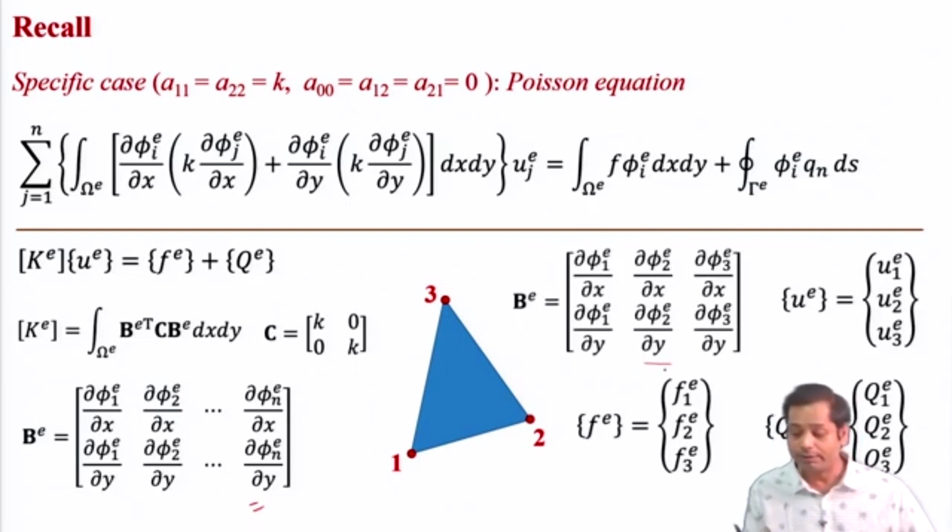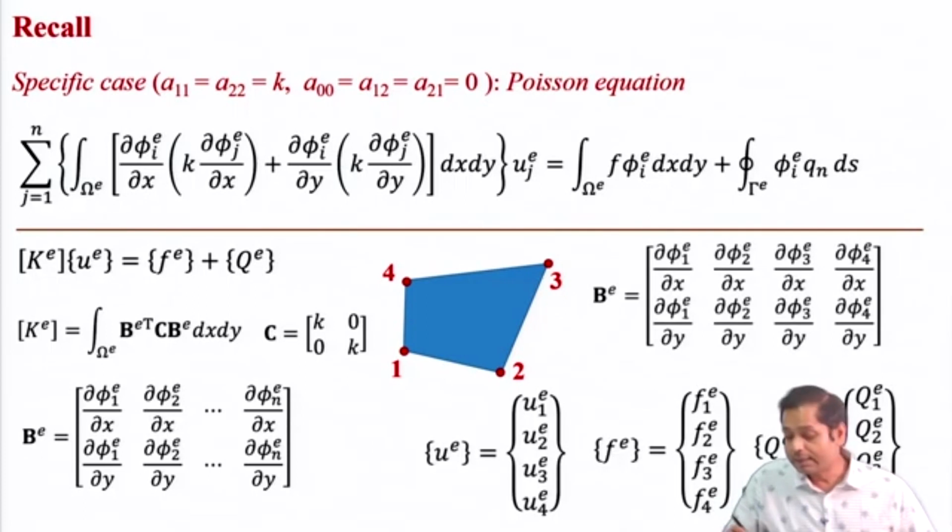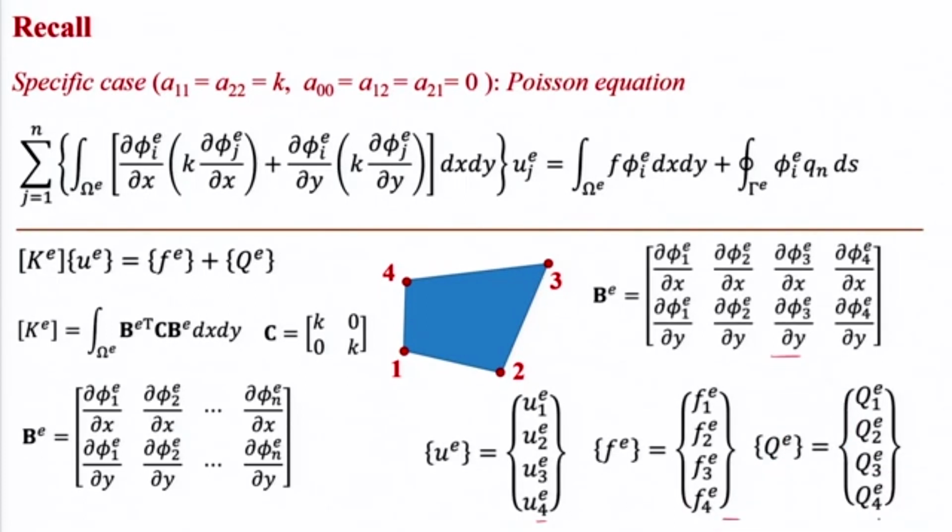Now, for instance, if you have a triangular element, the B matrix will take a form like this. It will be a 2 by 3 matrix, and there are 3 degrees of freedom, and these will be the corresponding boundary flux and source terms. Similarly, for a 4-noded quadrilateral, this matrix will be 2 by 4 with 4 degrees of freedom, and these are the corresponding source and flux terms.